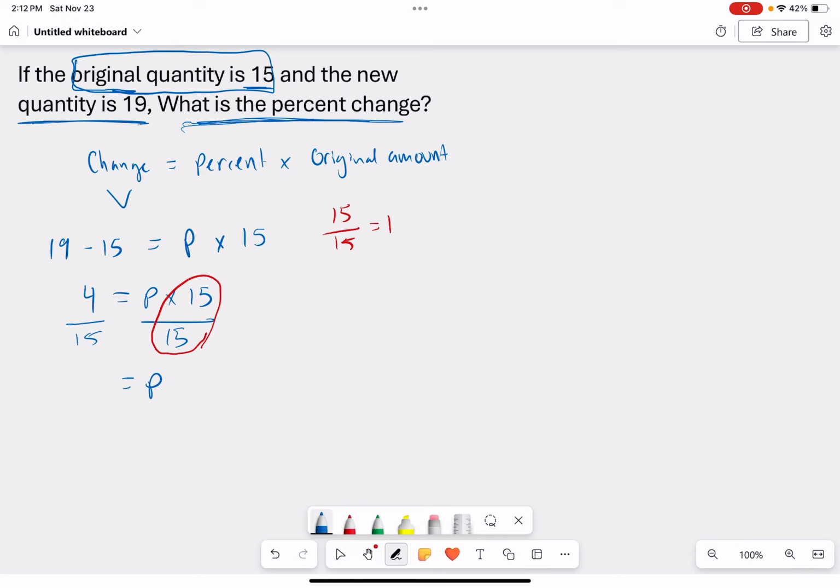And 4 divided by 15, we can just plug into our calculators. We get about 0.267. Now, in order to get that in percent form, we are going to multiply that by 100 and get 26.7%. So the percent change is 26.7%.